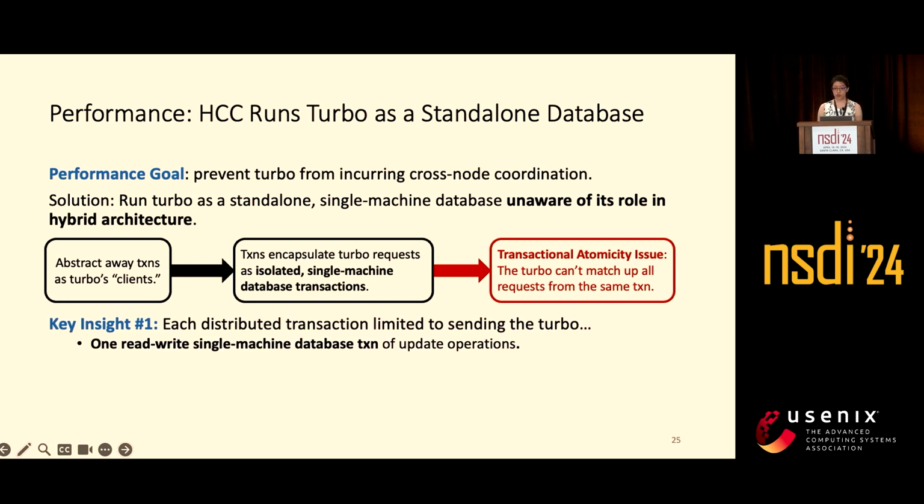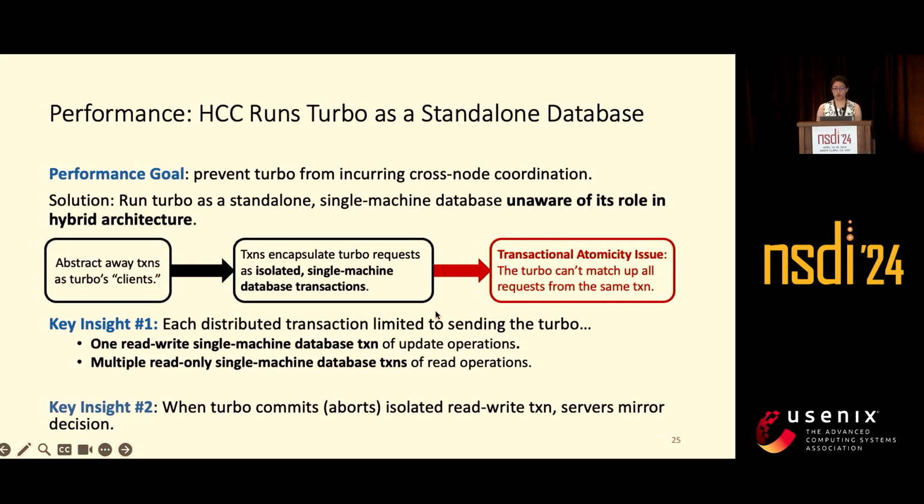Our solution is to limit each transaction to sending at most one isolated single machine transaction that can read and write, that batches all hot updates to the turbo. We do permit sending multiple read-only isolated transactions. Since these don't modify data, they're correct, so long as they read at a timestamp consistent with the rest of the transaction.